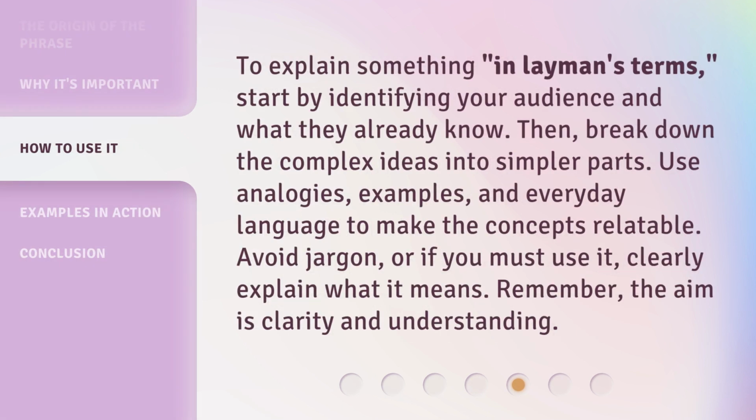To explain something in layman's terms, start by identifying your audience and what they already know. Then, break down the complex ideas into simpler parts. Use analogies, examples, and everyday language to make the concepts relatable. Avoid jargon, or if you must use it, clearly explain what it means. Remember, the aim is clarity and understanding.